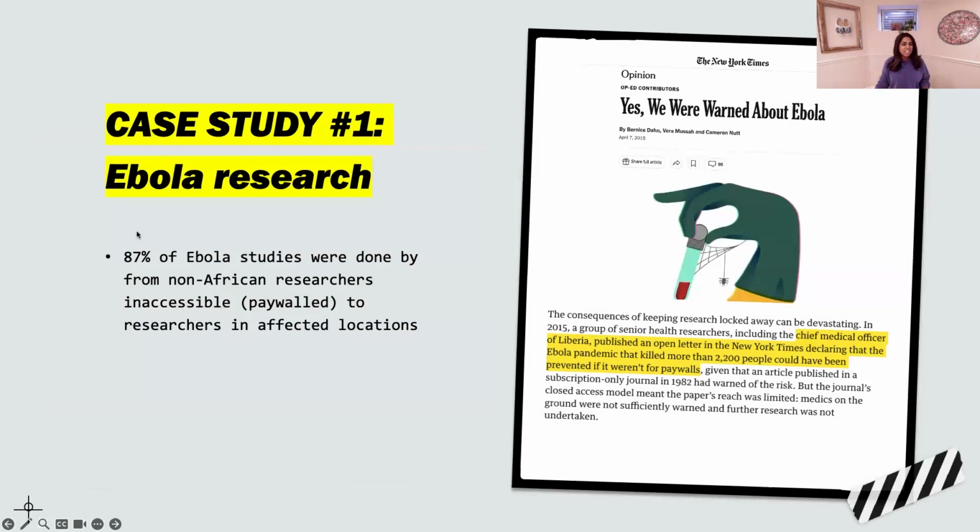And so I just wanted to give a case study here about Ebola research. Often the data collected in low and middle income countries are collected by researchers in those countries, but they make their data public, and then the data is used and the authors are not acknowledged as contributors. Sometimes you will see 87% of research on Ebola was done by non-African researchers. And this was paywalled to researchers in affected locations. So they were effectively not able to see the research that was relevant to the epidemic.